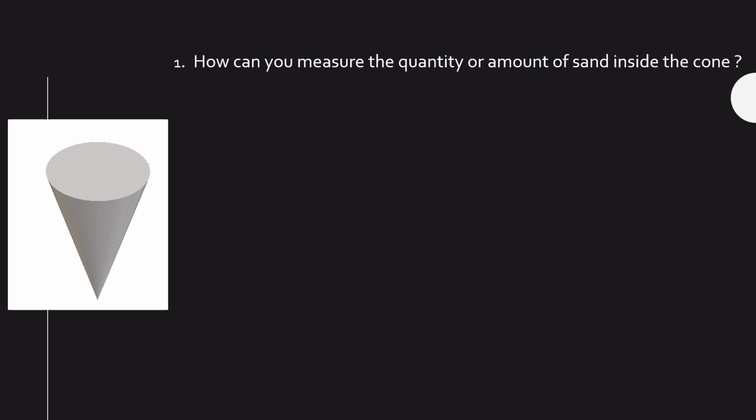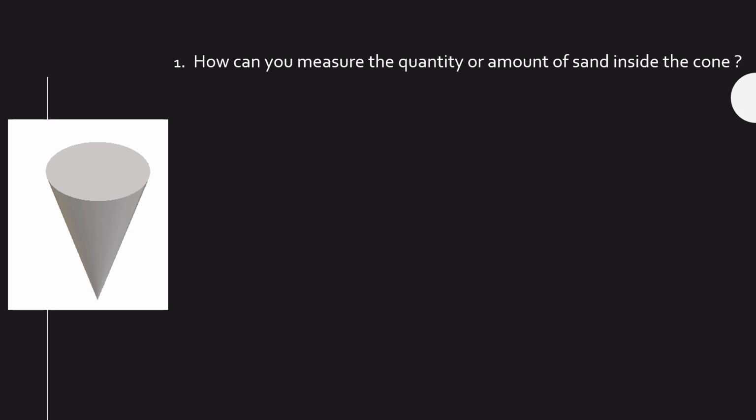Now you can see a cone, isn't it? I have a task for you. Can you fill this cone with sand or rice? You have to fill it completely. I hope you understood the question. This is the question. All of you read the question loudly.